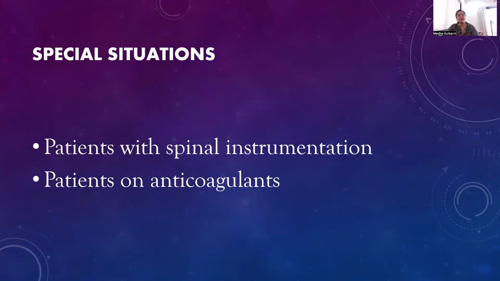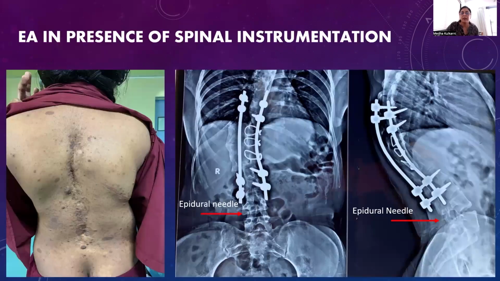So now there are certain special situations where these patients might present to you with spinal instrumentations. They may be on anticoagulants, and these really pose a very clinical dilemma to us regional anesthesiologists. If we have a patient like this who has undergone a scoliosis surgery and has got so much instrumentation in the back, a preoperative radiograph will be helpful for us to identify the epidural space which we can select for doing the epidural anesthesia. So these modalities are very important. So you can select the space and then you can decide where you are going to put your epidural catheter.